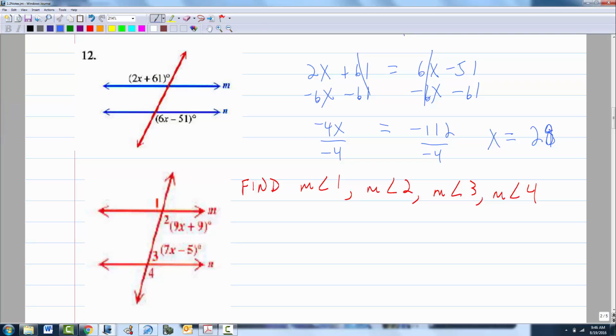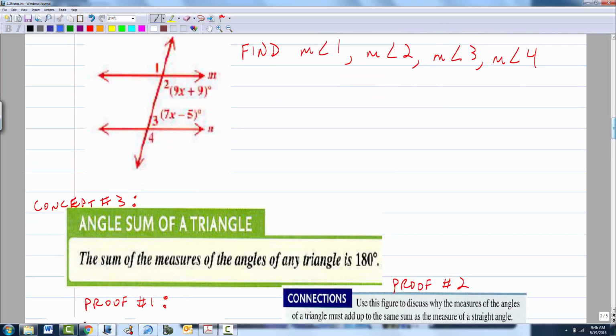And what are you supposed to do with that 28? I don't have the time. Plug it in. Let's move on. You know that. This is a nice little refresher of what's going on.